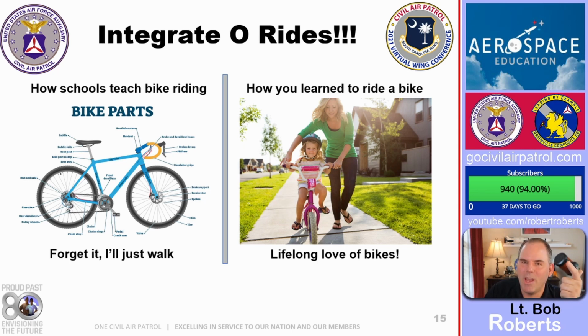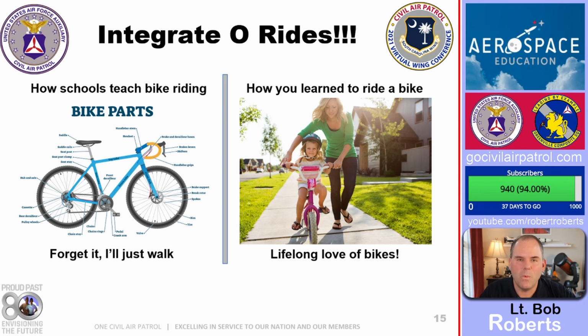And there's a pretty good chance that nobody's going to want to learn how to ride a bike. They're just going to say, oh, forget about it, I'm just going to walk. So how did you actually learn how to ride a bike? Somebody helped you. You sat down on a bike, you put your hands on the handlebar, you put your feet on the pedal. Somebody kind of helped you along, and they mentored you on how to ride a bike, and eventually they let go and you were off to the races. You started riding a bike all by yourself.